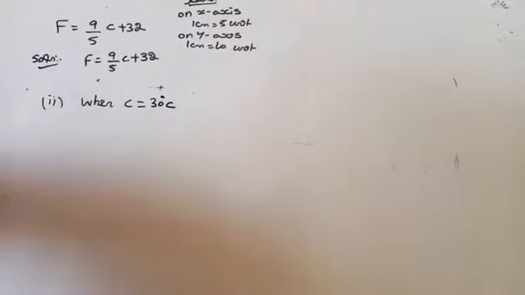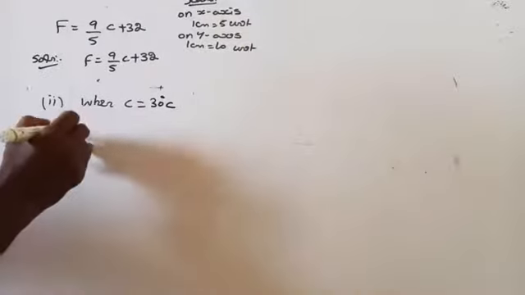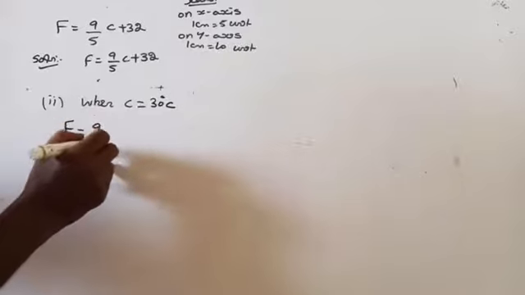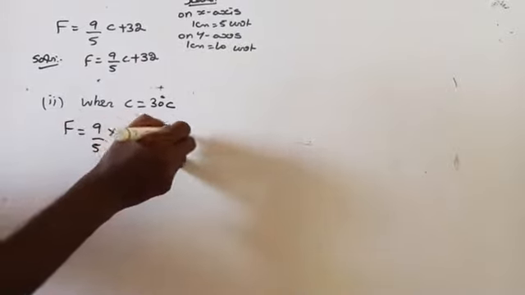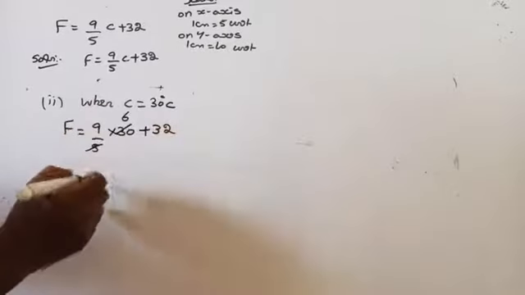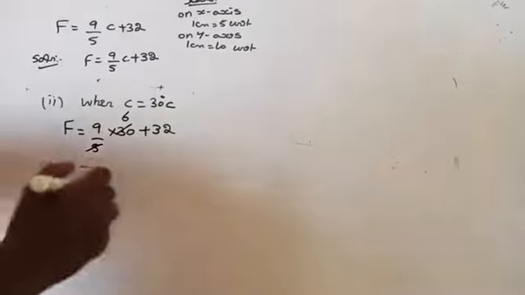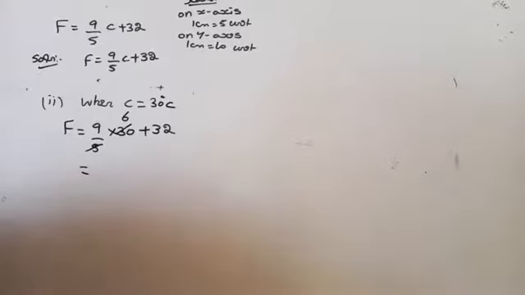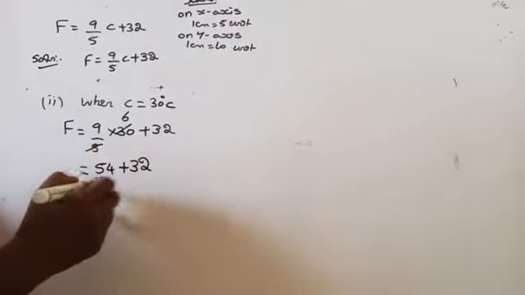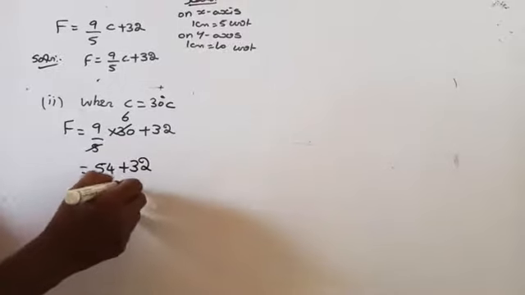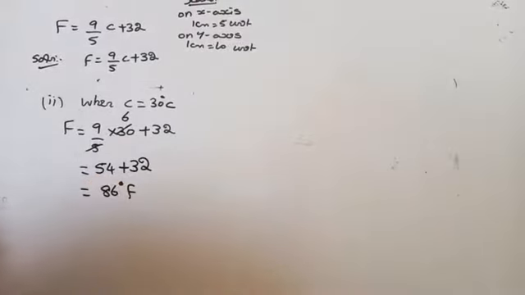Am I right? Yes. Now find F. F equal to 9 by 5 C plus 32. C is 30, so 9 by 5 times 30 plus 32. 1 5 is 5, 6 5s are 30. 6 times 5 is 30. 9 6s are 54. So 54 plus 32 is equal to 86 degree Fahrenheit. 86 degree Fahrenheit. Are you getting there?